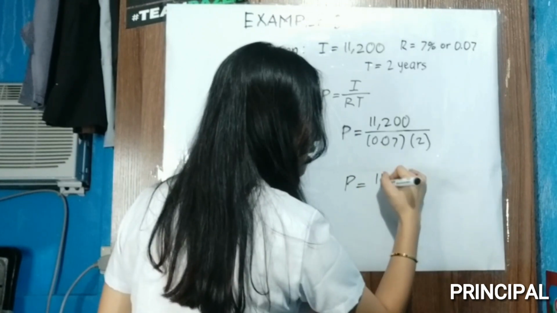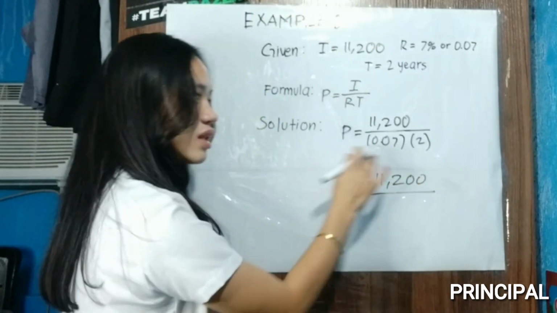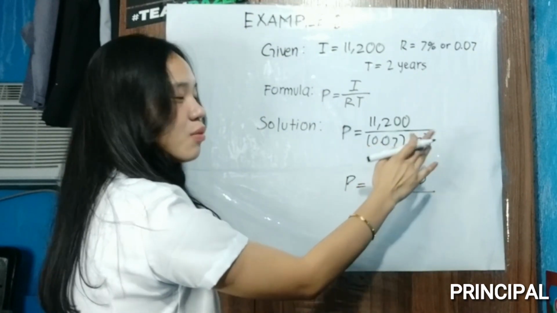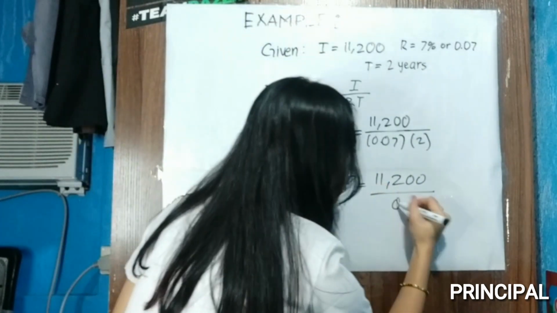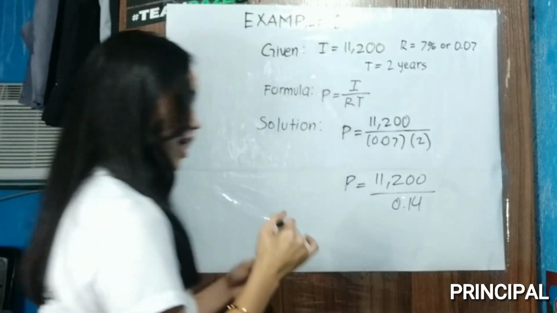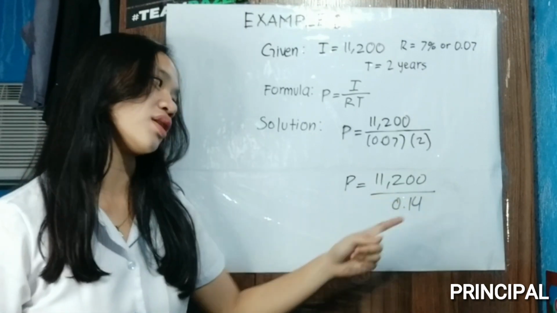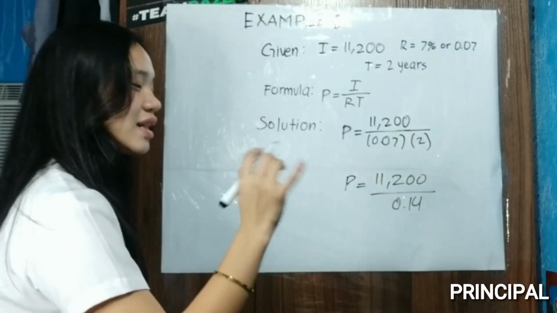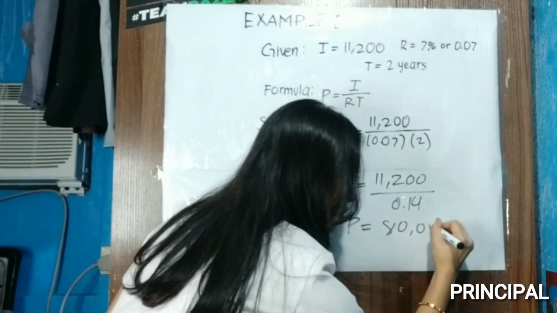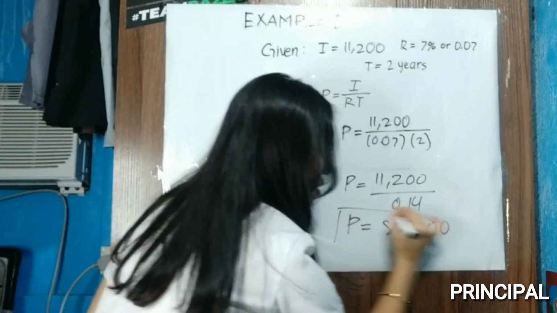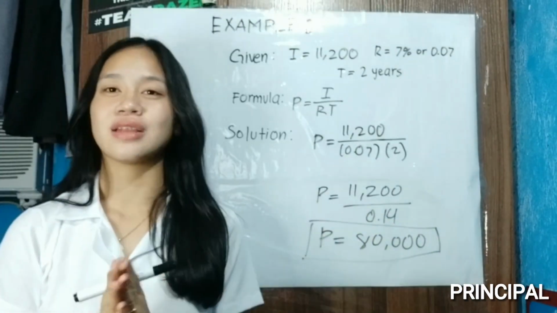So let's just rewrite this: 11,200. Then when we multiply 0.07 by 2, we will get the answer 0.14. After that, we have to divide the 11,200 by 0.14 and we will get the answer 80,000. So now we have the principal. And that's how you get the principal.